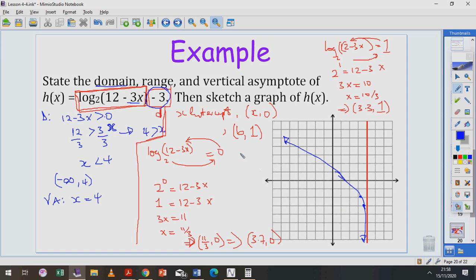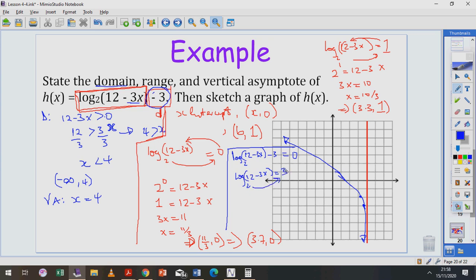So let me try to find the x-intercept just for those who are curious. I know that the x-intercept is the value where this whole function equals 0. So I'm going to include this part in the function because I'm trying to find the x-intercept of that whole function. So log base 2 of (12 minus 3x), minus 3, all of that must equal 0. So that means log base 2 of (12 minus 3x) must equal 3.